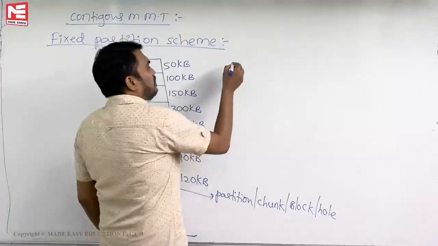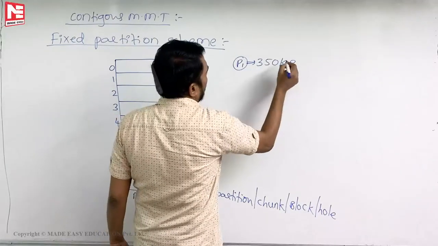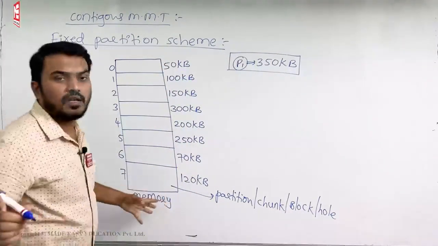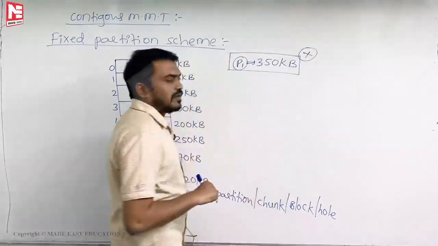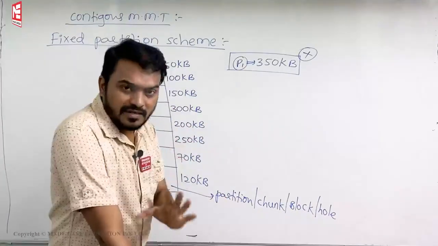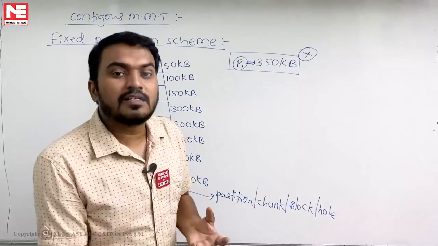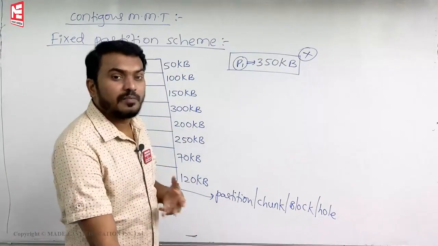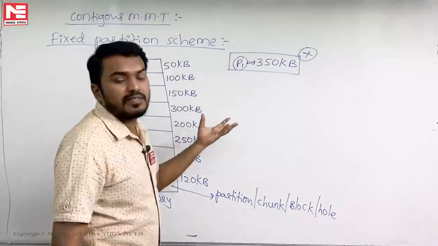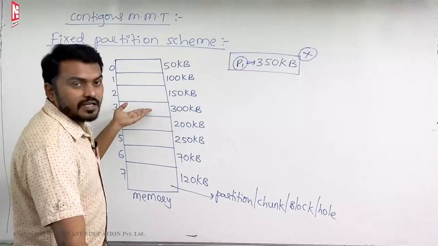It means if any process comes, for example process P1 with a request of 350 KB, tell me, is it possible to accommodate it here? No, not possible. You cannot accommodate this process here. So what is the next important point? The maximum size of the process is restricted by the maximum size of the partition, which here is only 300 KB. If any process comes with more than 300 KB, it is not possible to accommodate it. So only a process of up to 300 KB can be accommodated here.